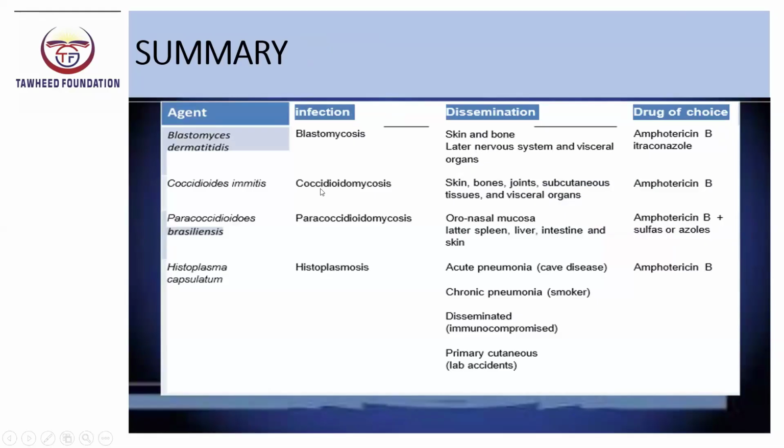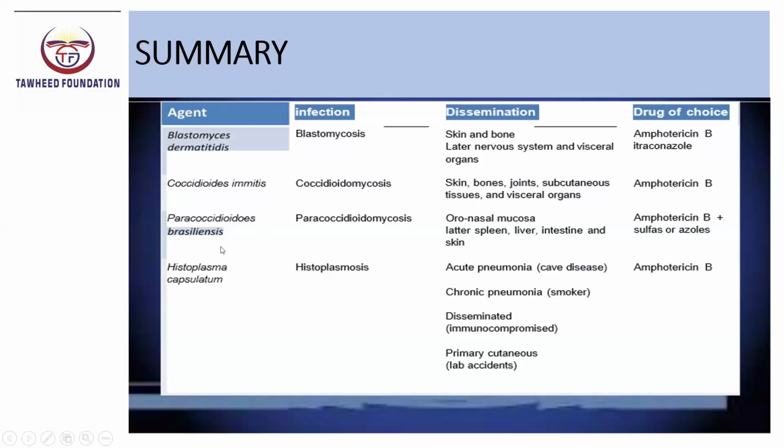Coccidioides immitis causes the infection coccidioidomycosis. Dissemination is through skin lesions, bones, joints, subcutaneous tissues, and visceral organs. The drug of choice is amphotericin B.